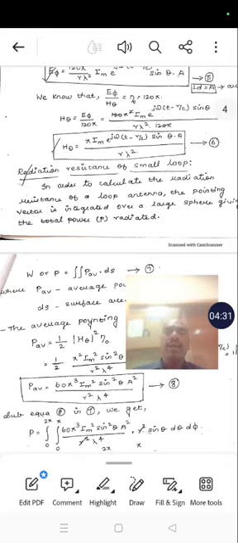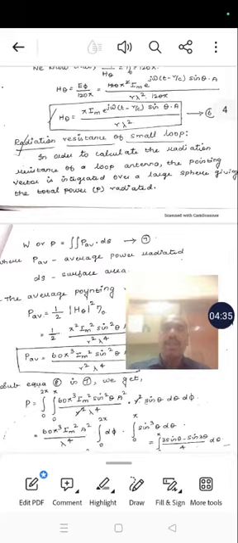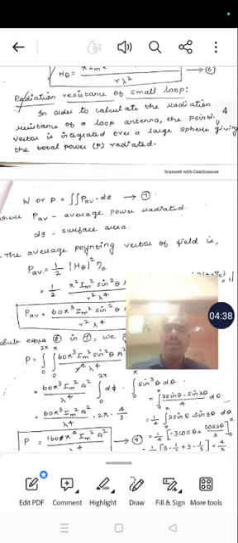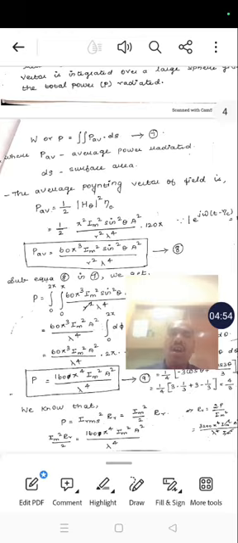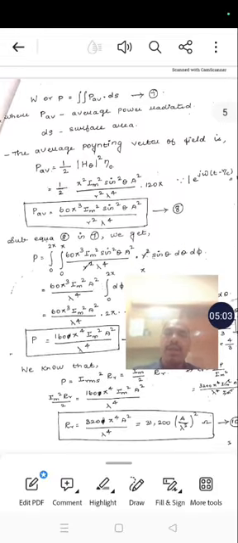The Poynting vector integrated over a large sphere gives the total power radiated. For example, the total power radiated P is equal to the double integral over PAV dot ds. PAV is the average power radiated and ds is the surface area. You can calculate the average Poynting vector from this: PAV is equal to 1 by 2 mod of the magnetic value, that is H theta, whole squared, into eta naught.